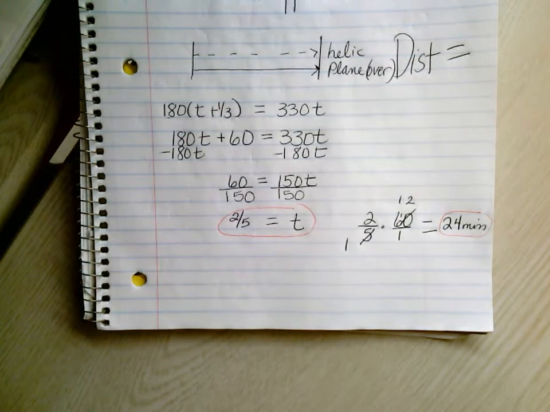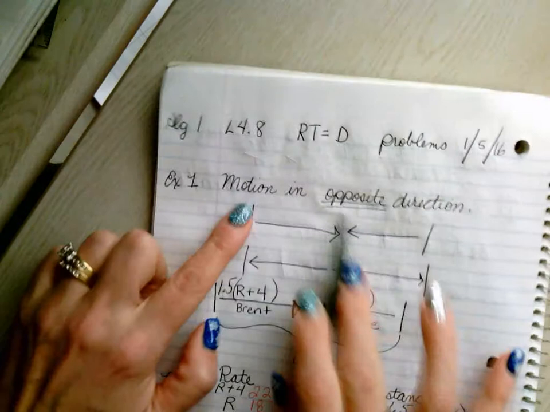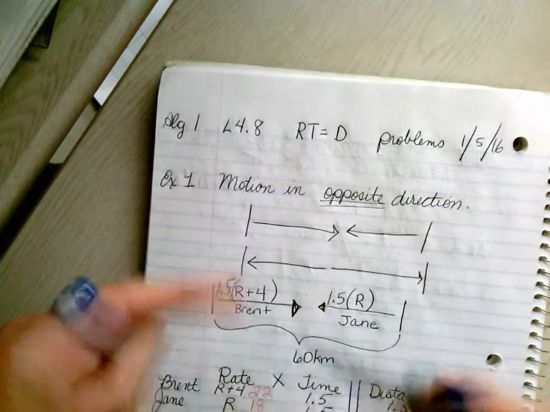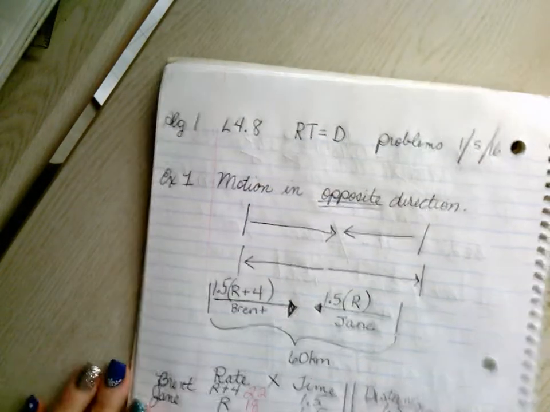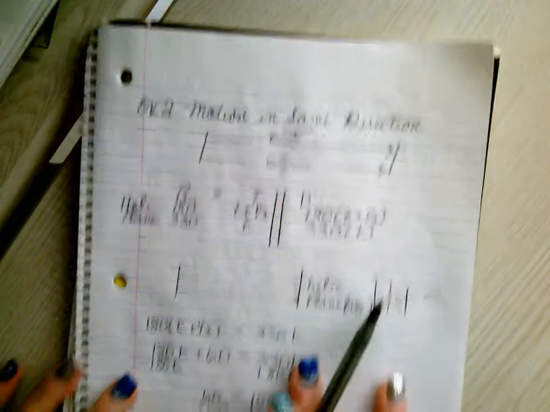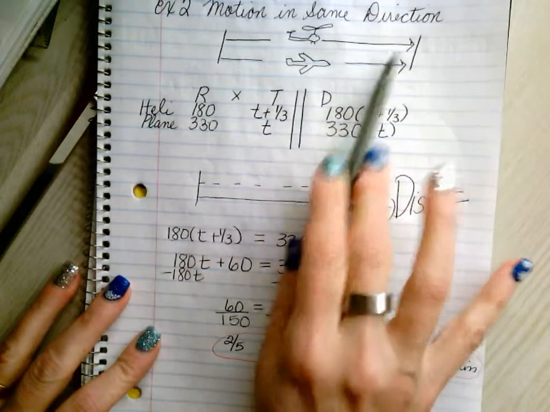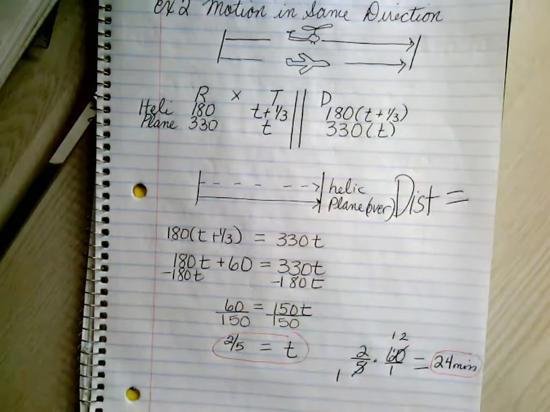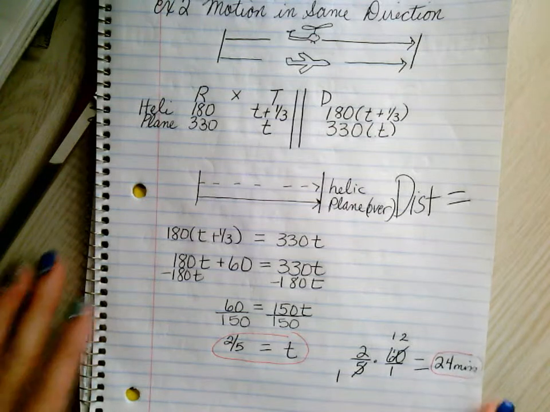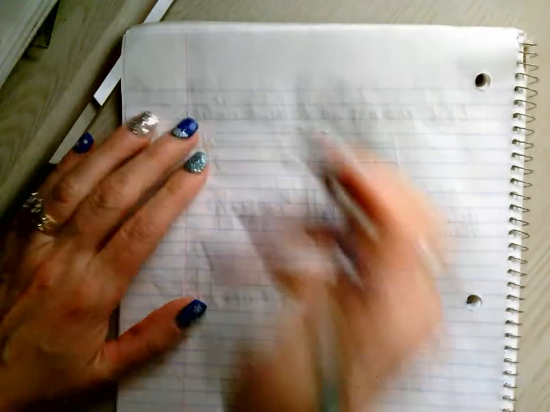slow helicopter. Okay, so we've done opposite direction. They're either coming at each other or going away from each other. We've done same direction, in which case this scenario had the distances of one catching up to the other, which meant their distances became equal at a certain point. The last one is round trip. Okay?